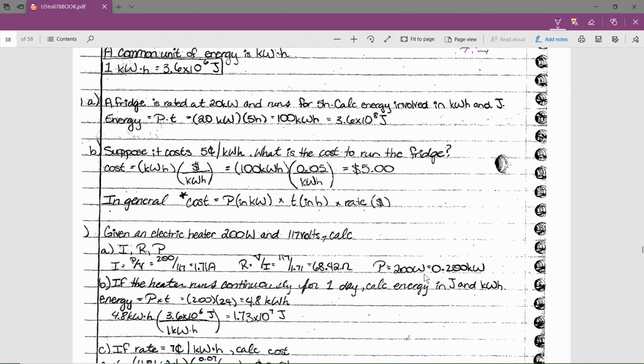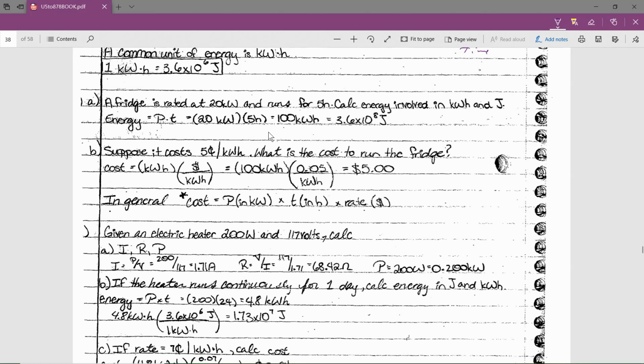So let's say you have a fridge and the rating on the fridge is 20,000 watts, 20 kilowatts, and you're running the fridge for 5 hours. What's the energy involved in units of kilowatt hours and in joules? So the energy, which is the work done, you do work to cause a change in energy, is power times time. So it's 20 kilowatts times 5 hours, so 100 kilowatt hours. Sometimes you see a little dot between the W and the H, but you don't have to. And I can just multiply by 3.6 by 10 to the 6th, so that's 3.6 by 10 to the 8th joules.